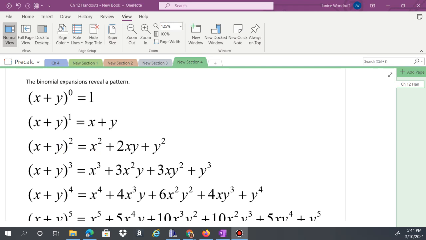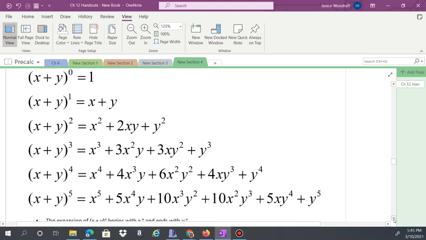So we've already done pretty much the first 3, even maybe the first 4. You guys can multiply that out. But it starts to get really painful when you go further than that with the multiplication. So this is actually revealing a pattern.